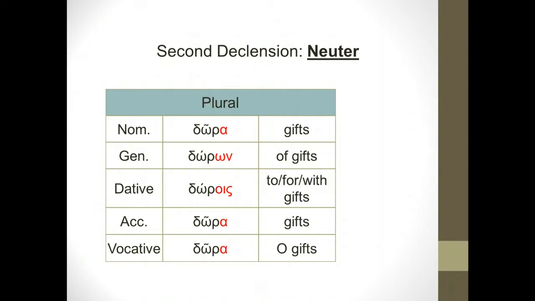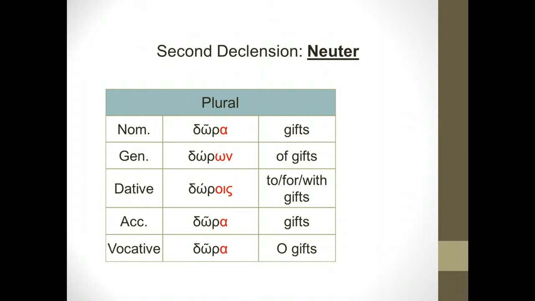Okay, or in the plural, dora, neuter plural nominative, gifts. Dōrōn, neuter plural genitive, of gifts. Dōrois, neuter plural dative, to, for, with gifts. Or the accusative, neuter plural accusative, gifts. Or again, the vocative, gifts.